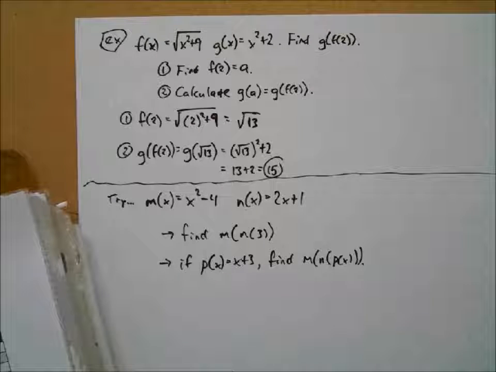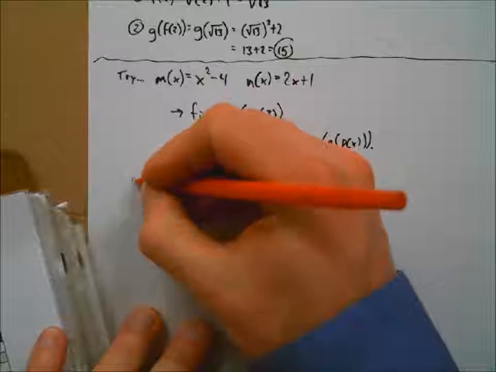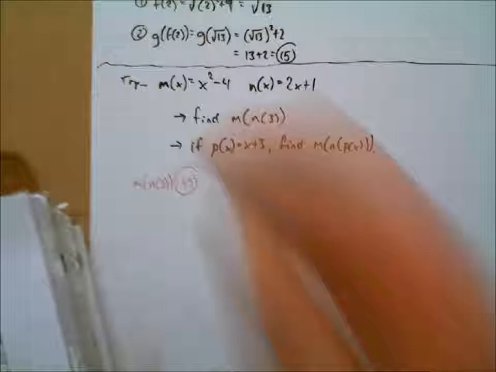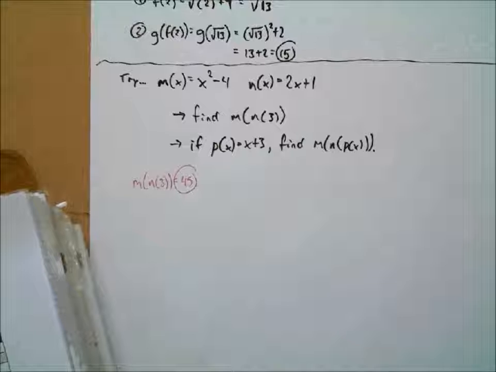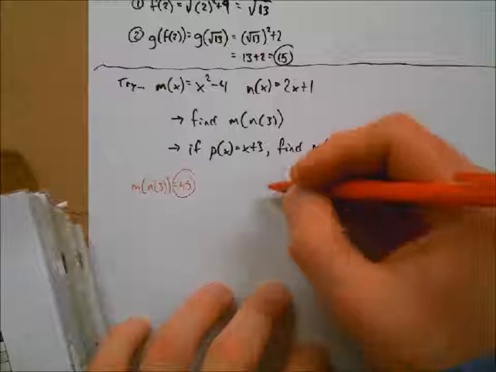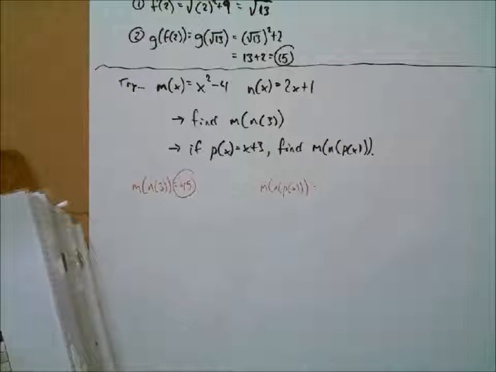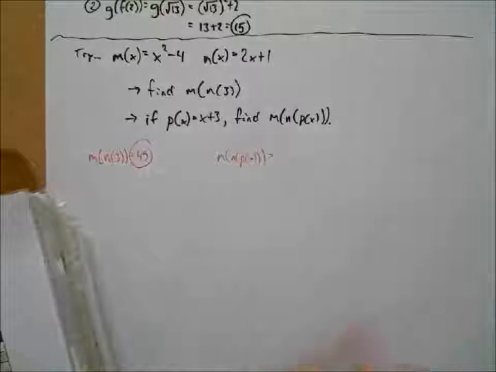Matt, you got an answer for us there for m of n of 3? 45. Sounds good to me. Okay. Thank you, Matthew. And how about Cooper? You got an answer for us for m of n of p of x? Not currently, but I can get it. All right. Let's hold off, and I'll come back. We'll give you another opportunity another time here. I want to make sure we got it. Gabby, do you have an answer for us for this one? No. Nope, that's okay.